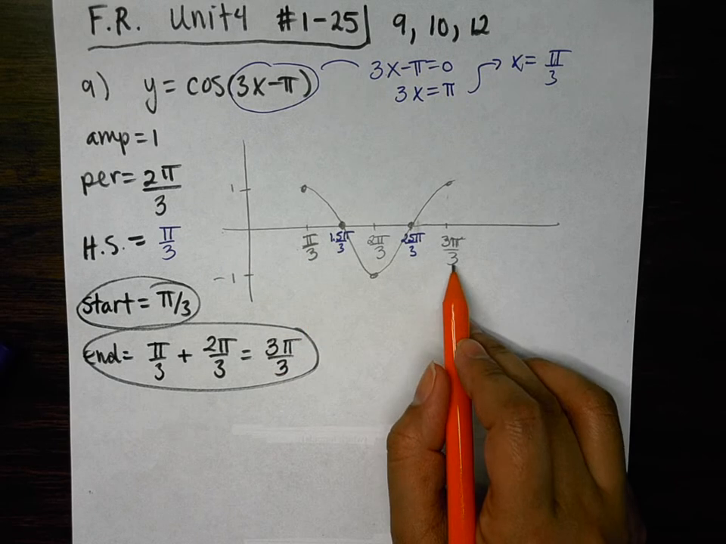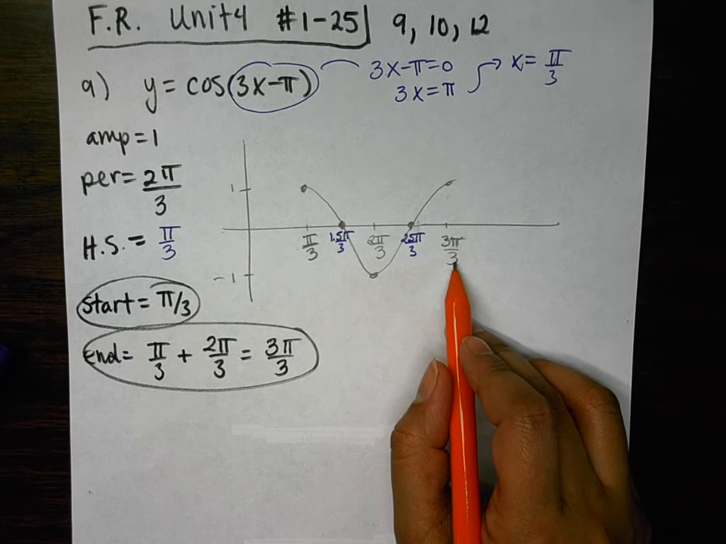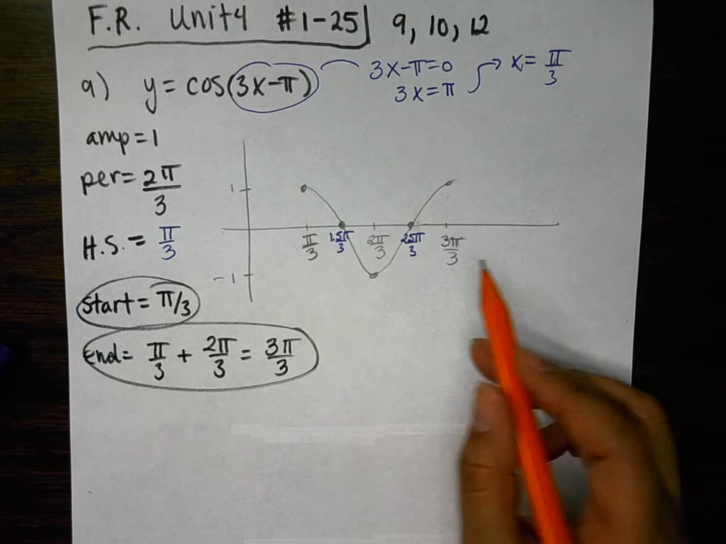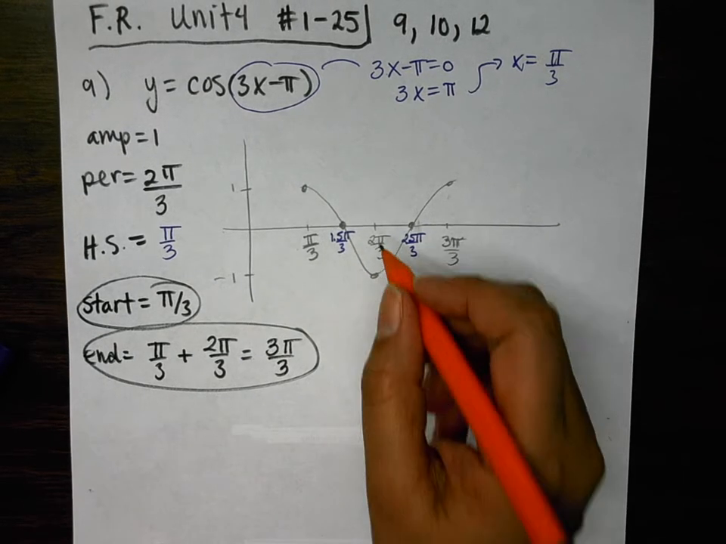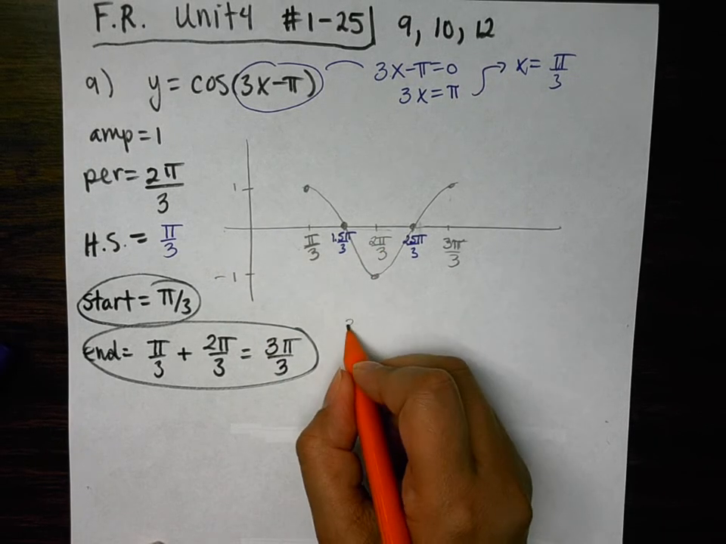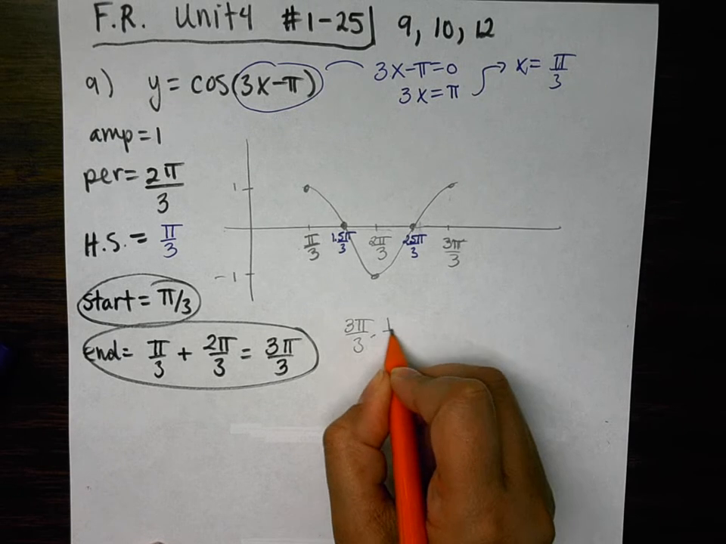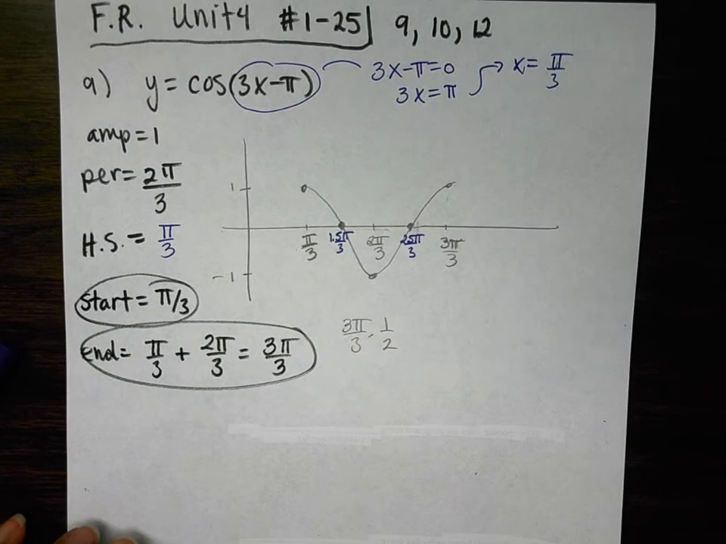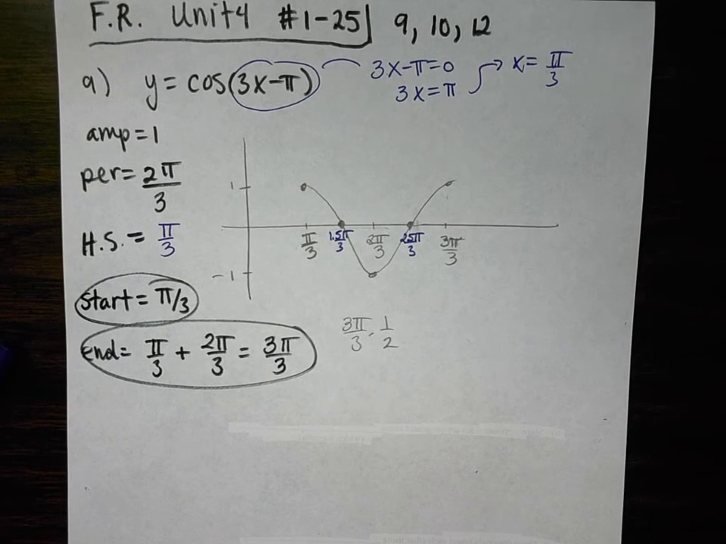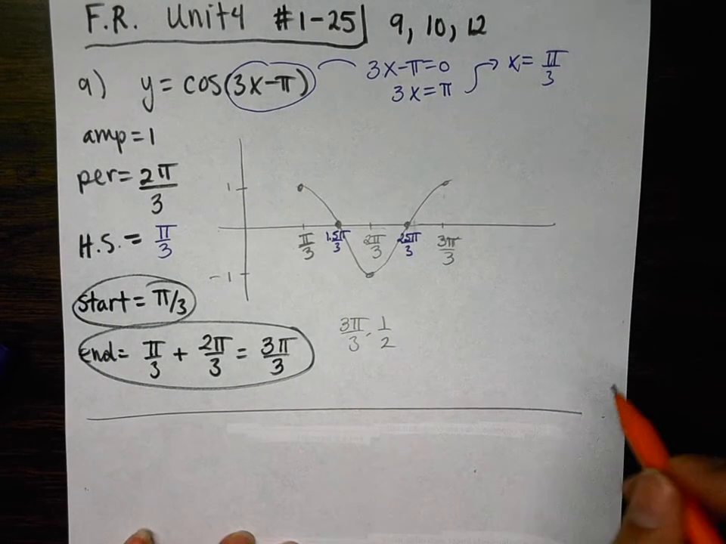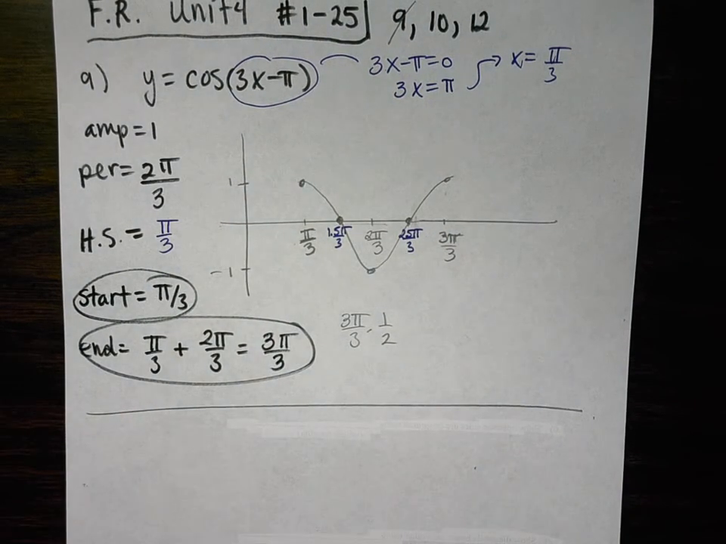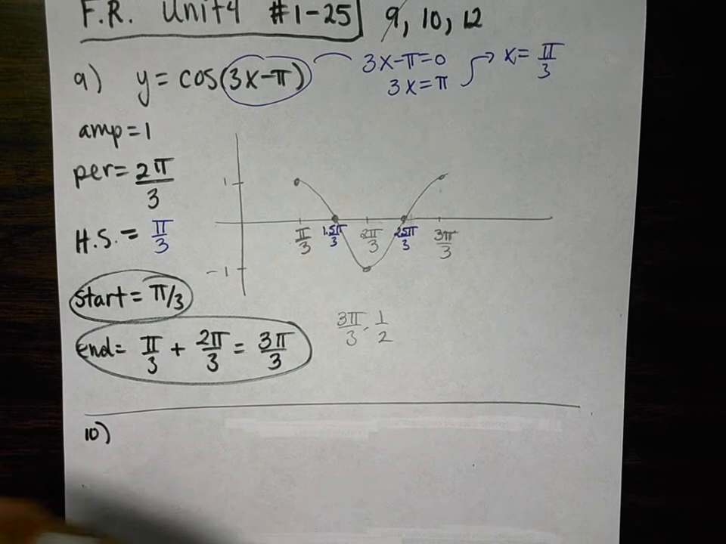Now when you check your answers in the back, it has this labeled as pi over 3 and this as pi. Is pi equivalent to 3 pi over 3? Yes. We've talked about that. When you add these two, 2 plus 1 is 3. Pi over 3 times 1/2 is 3 pi over 6. And this one here you can write as 5 pi over 6. Okay. Questions on number 9? All right.